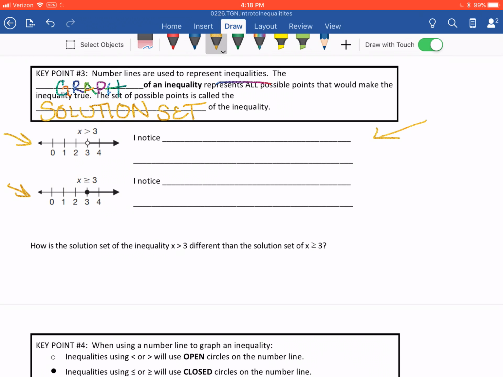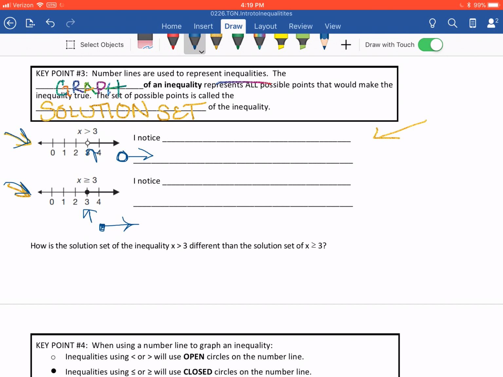Wonderful job. I'm going to just talk about some things that I notice. I notice that for my x is greater than 3 graph, which is this one, the point right here at 3 is an open circle. And in my graph that represents x is greater than or equal to 3, my 3 point here is a solid point. So I have a solid point with an arrow attached to it here. I have an open point with an arrow attached to it here. That's something that I noticed. Maybe you noticed the same thing or something different.